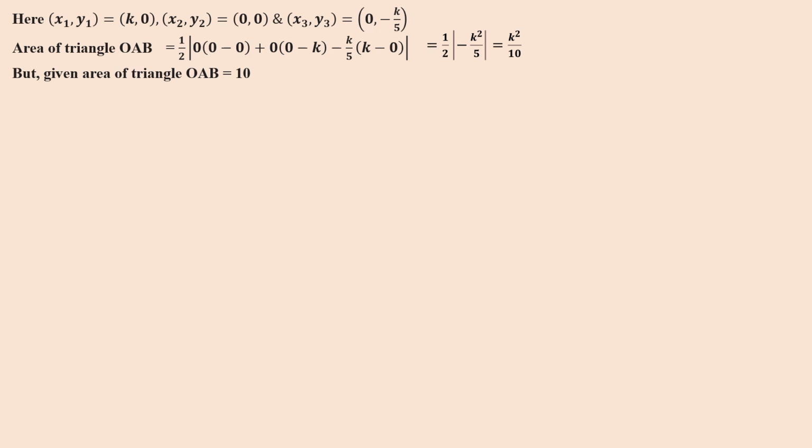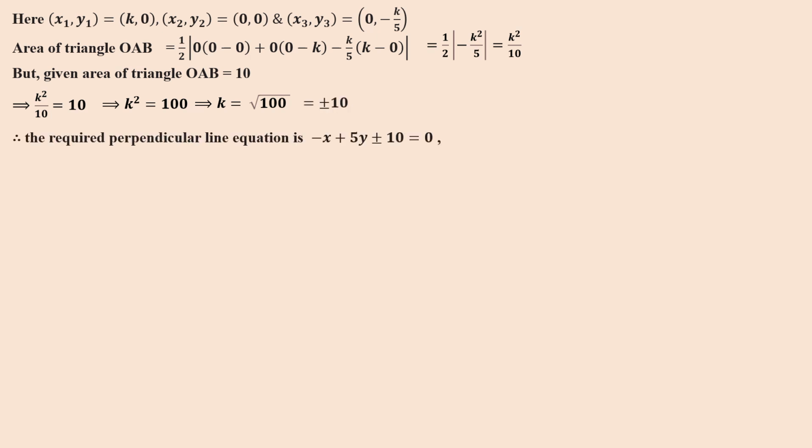Given the area of the triangle OAB is 10, so taking the modulus value, we get k²/10. Equating the area of the triangle, we found k²/10, but they have given 10. So k²/10 = 10, so k² = 100. So k = ±10. The required perpendicular line equation is -x + 5y ± 10 = 0. Plus 10 gives one equation, minus 10 gives another equation. So that is the equation.